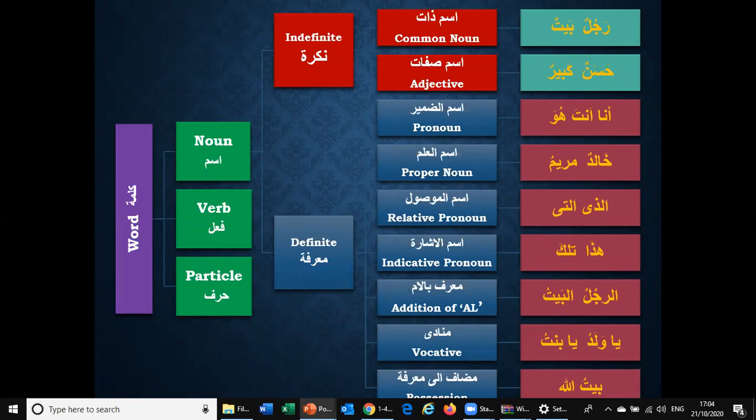Second aspect is to look at the gender of the ism. Is this ism or the noun masculine or feminine? Third aspect is to look at whether this is singular, dual, or plural. In Arabic, you divide them into three categories: singular, which is wahid or mufrad; dual, which is muthanna or tasniya; and plural, which is jama'. And fourth aspect is to look at their declension, whether they are in the accusative, nominative, or genitive case, which case they are in.